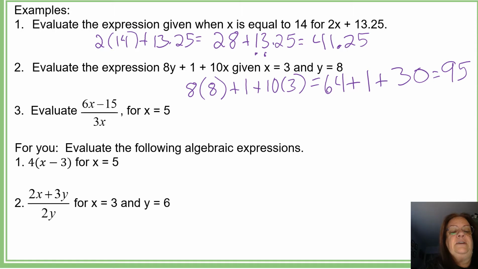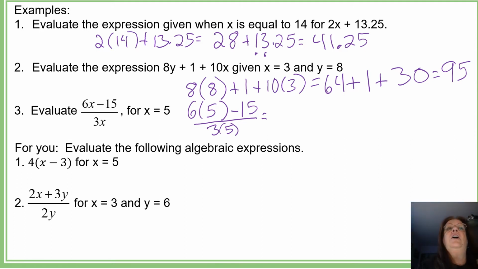Okay, now to evaluate 6x minus 15 over 3x when x is 5. All right, so we have 6 times 5 minus 15 over 3 times 5. Okay, we did our substitution. Now, GMDOS, we do have some groupings here. Our numerator and our denominator are grouped, so we have to simplify those first. Okay, so for my numerator, I'm going to get 30 minus 15.